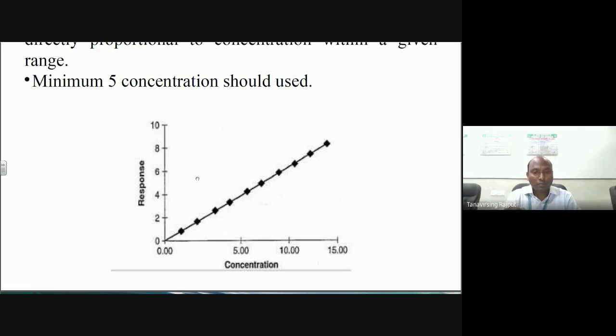There is a formula, a statistical approach, with the help of which we can calculate our R square value. If that R square value is near about 1, or near about 0.999, then we can say our developed analytical method is linear. It means whatever solutions we prepare give us a linear response. For example, if the concentration of the solution is 2 ppm, its absorbance is 2, and if the concentration of the next solution is 10 ppm, we can expect its absorbance to be 10. As the concentration increases linearly, we get a linear increase in the response, and that is checked with the help of the R square value.